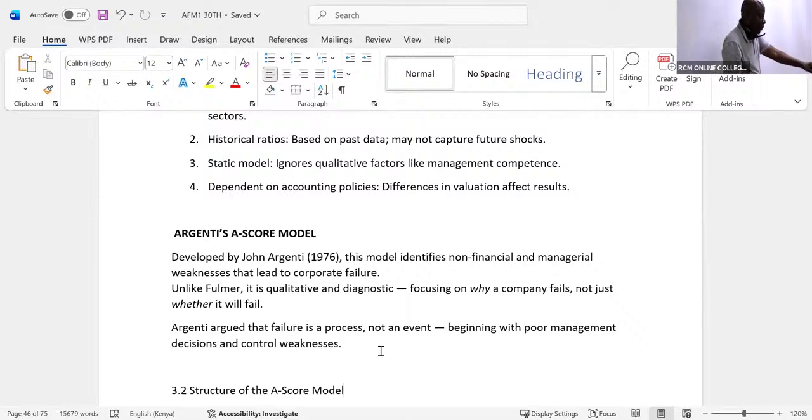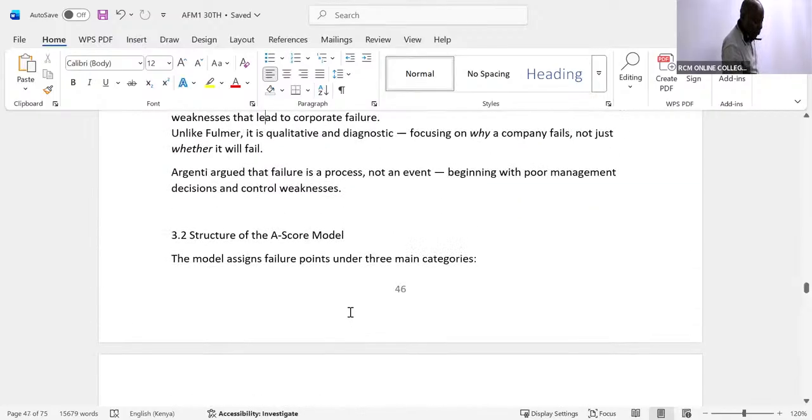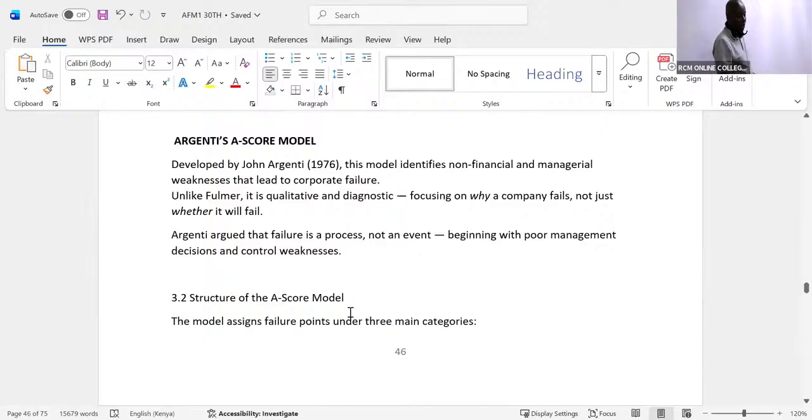And I hope you are able to access the handout. It's on page number 47. 46 actually, at the bottom there. You're able to see Argenti model, which was developed by John Argenti in 1976, before most of you here were born. This model identifies non-financial and managerial weaknesses that lead to corporate failure. Unlike Fulmer, it is a qualitative and diagnostic model. It's qualitative, focuses on why a company fails, not just whether it will fail.